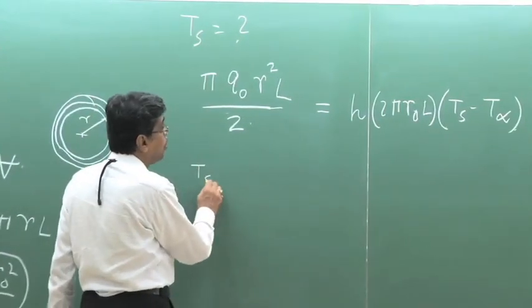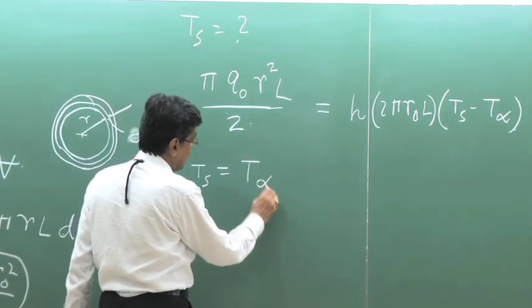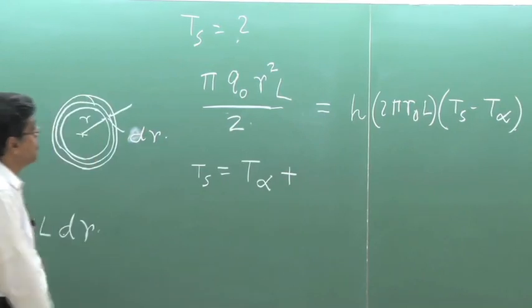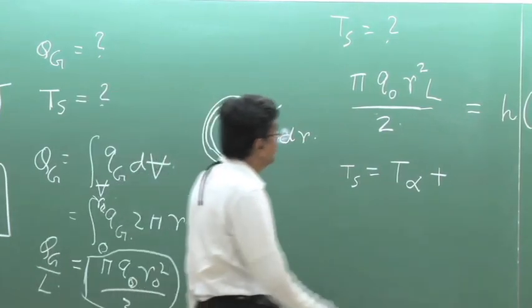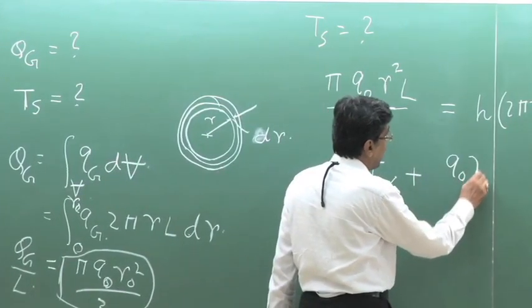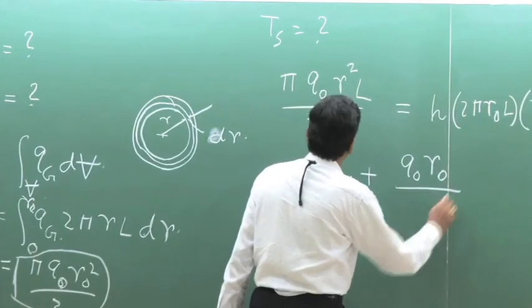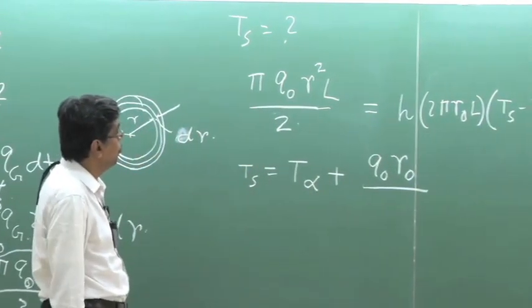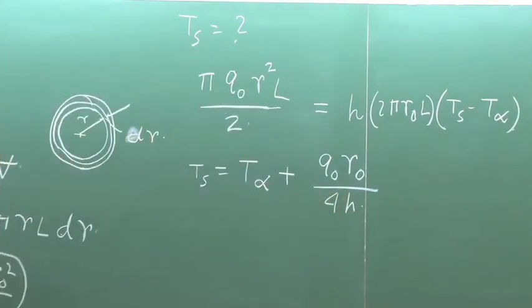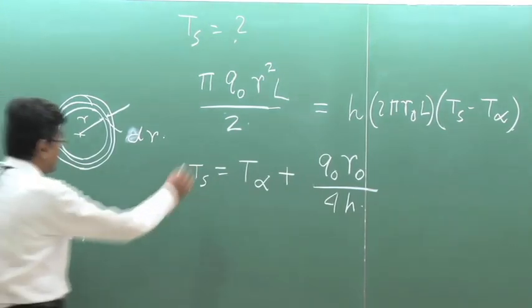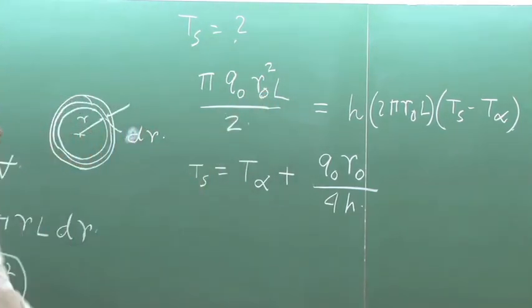Ts will be equal to T infinity, that is the ambient temperature, plus, pi will cancel, so 4 will be there, that means Q0 r0 by 4h, from pi Q0 r0 square over 2 h pi r0. So Ts equals T infinity plus Q0 r0 by 4h. I think it is okay. This is the problem.